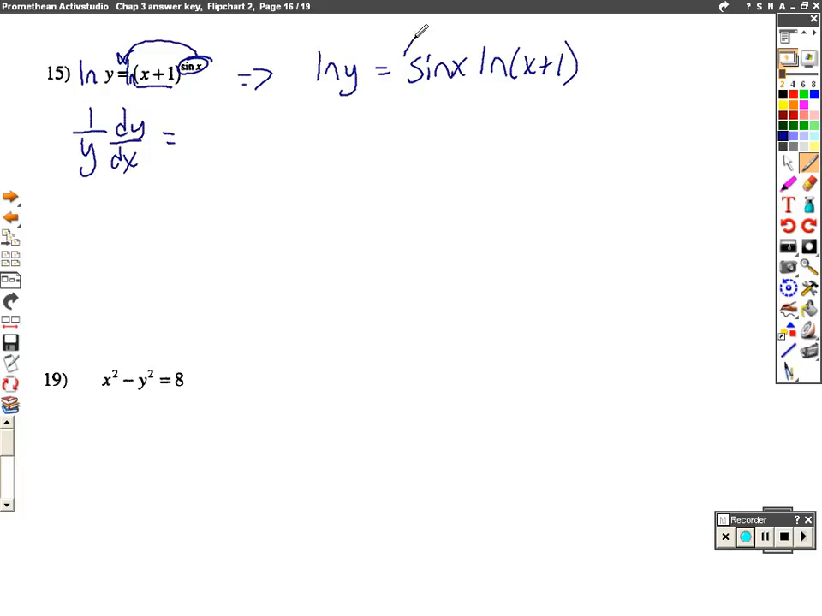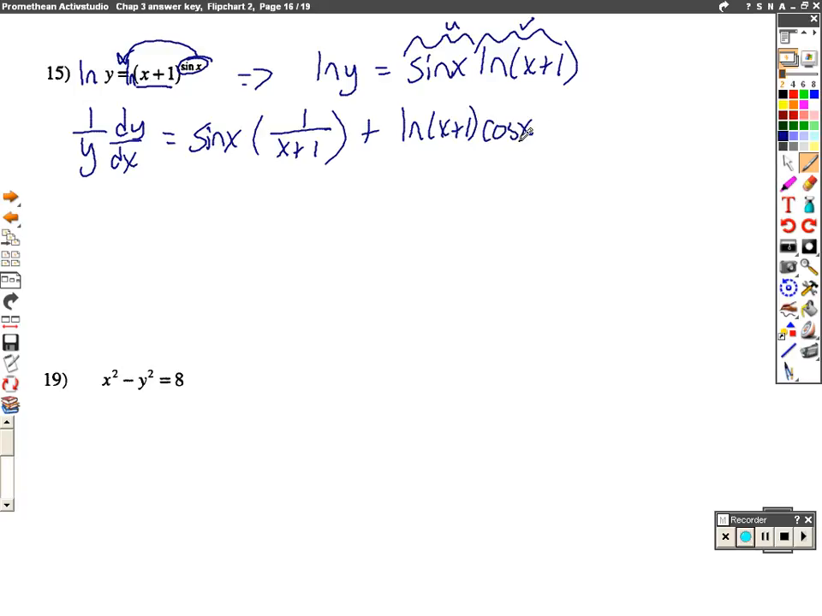Equals, now we have a product rule. So we have u, sine of x, times the derivative of natural log of x plus 1, which is u prime over u, or 1 over x plus 1, plus natural log of x plus 1 times the derivative of sine, which is the cosine of x.